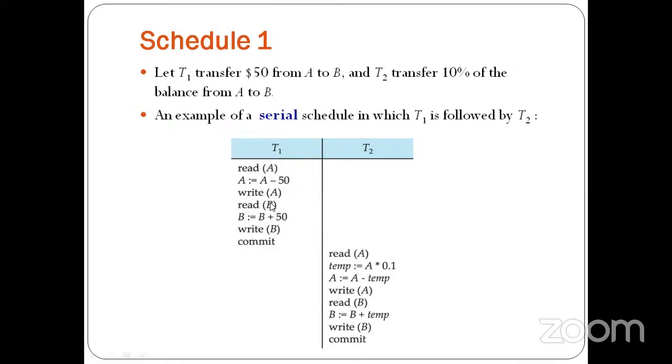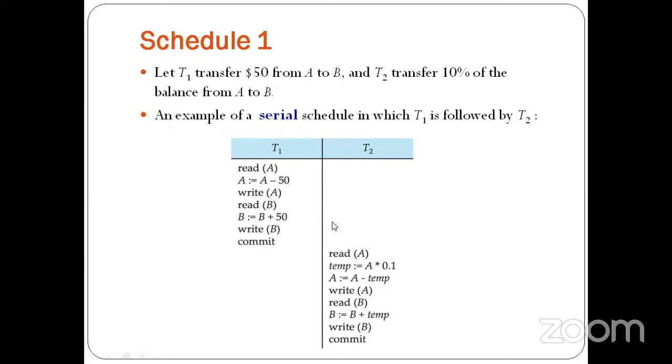Next, write A. So what will happen? Write A. So A will be deducted 50 rupees. Next, read B. What is read B here? Read B will become now plus 50. B plus 50. Okay, write B. Write B means here the total amount will be added, and the last step is commit.